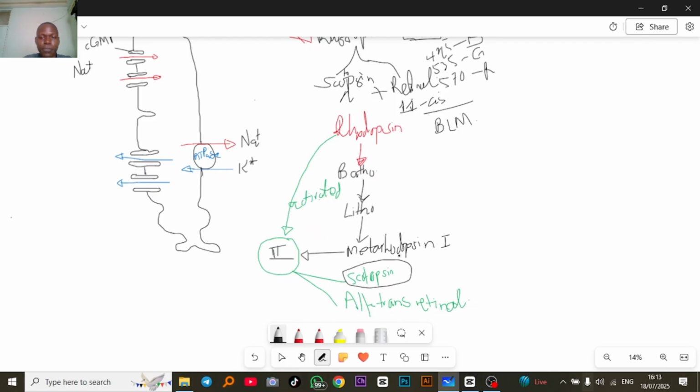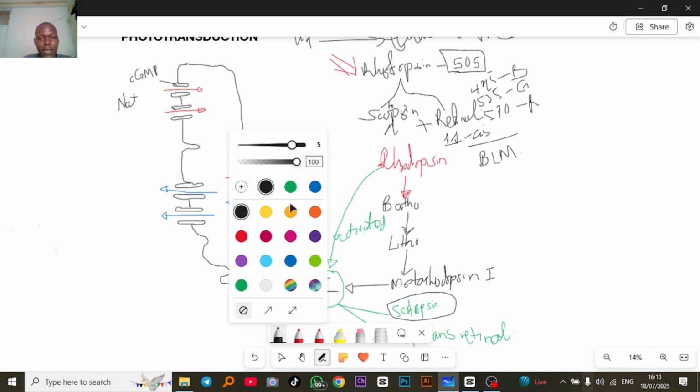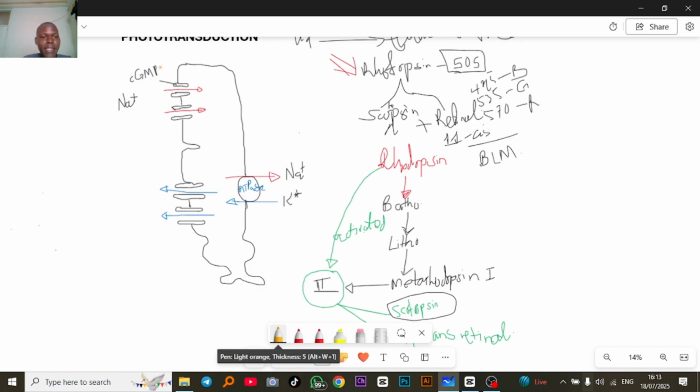So what will it do? If we look at our rod cell, it has different ion channels. We have what I've called here the cyclic GMP gated sodium ion channels, meaning they have cyclic GMP on them, but they are primarily for allowing movement of sodium ions into the rod cells.